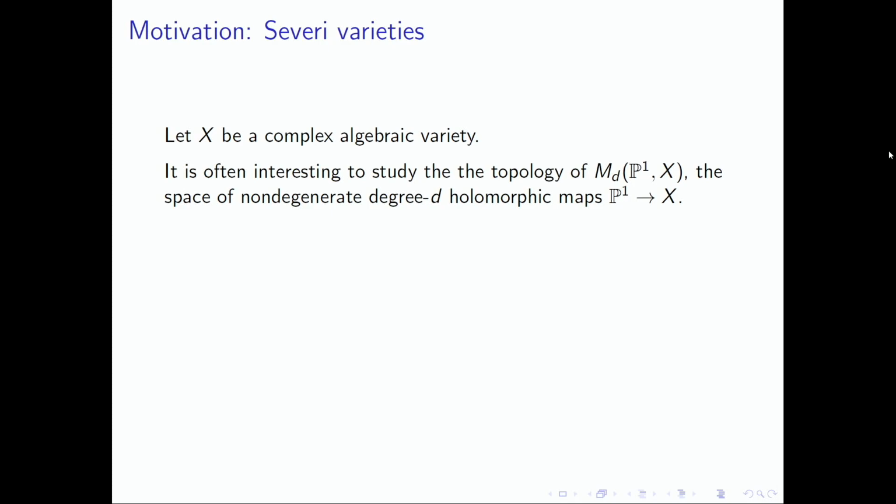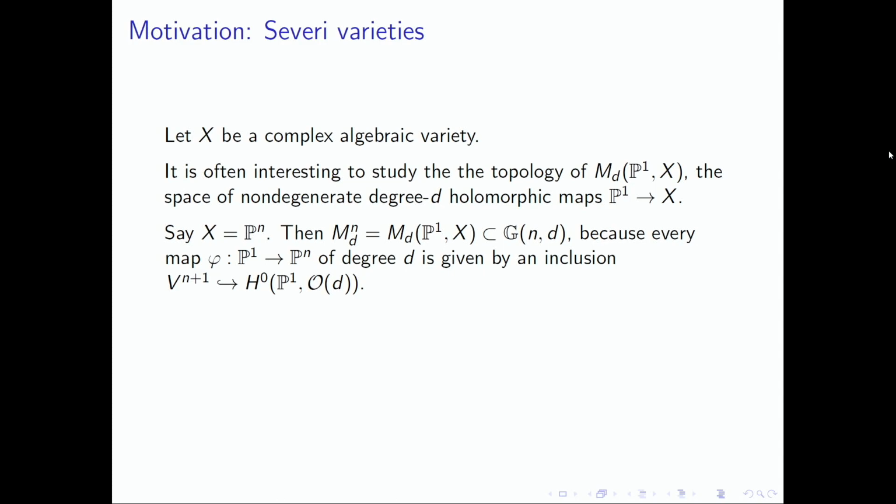In algebraic geometry, often we probe the geometry of a space by looking at spaces of maps either into or out of the space. A very classical paradigm is the case of holomorphic maps from P1 to Pn. The parameter space of those maps is a Grassmannian, because every holomorphic map of fixed degree is given by a vector subspace of holomorphic sections.